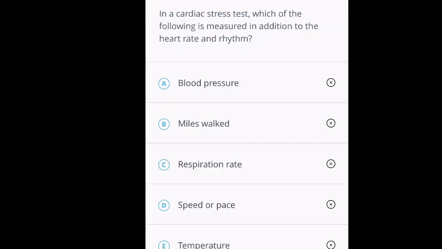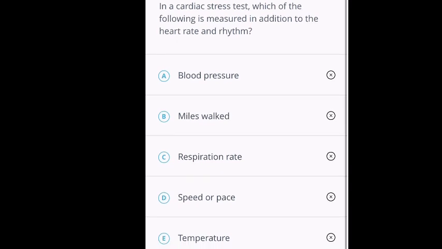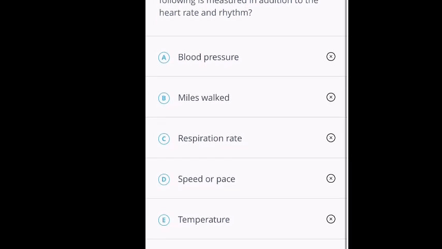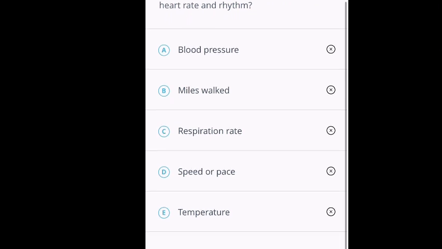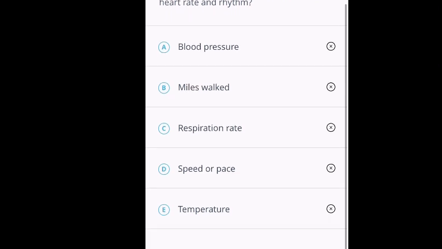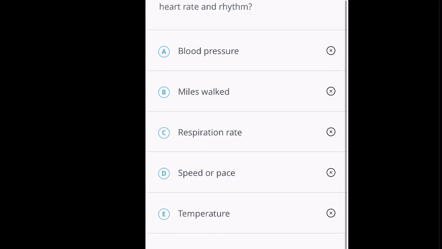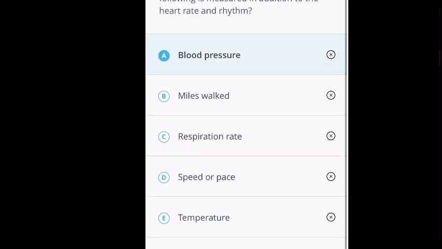In a cardiac stress test, which of the following is measured in addition to heart rate and rhythm? Blood pressure, miles walked, respiration rate, speed or pace, or temperature? The correct answer is blood pressure.